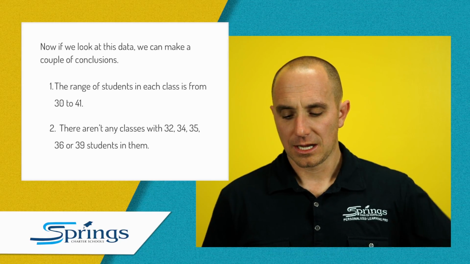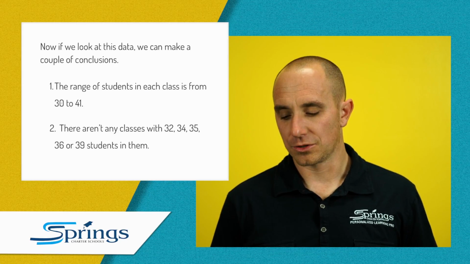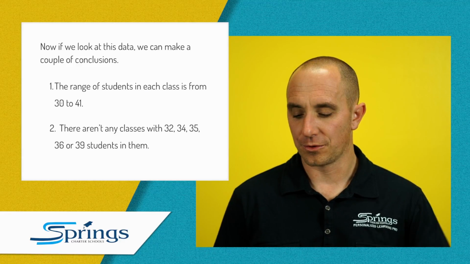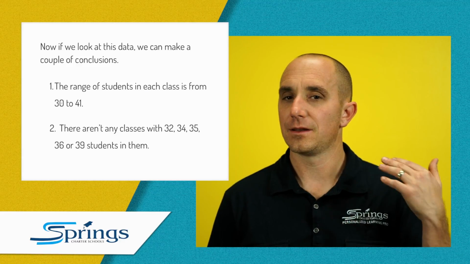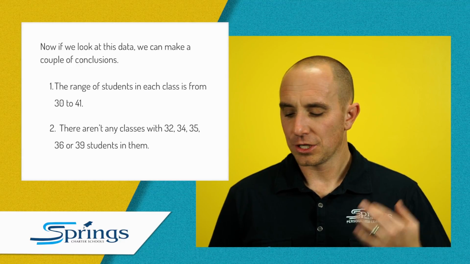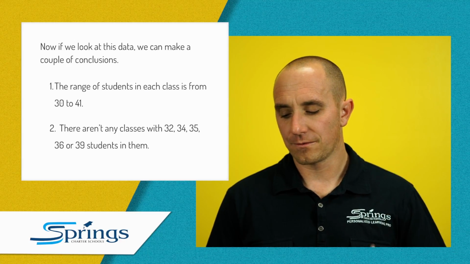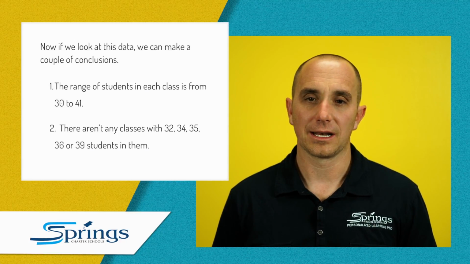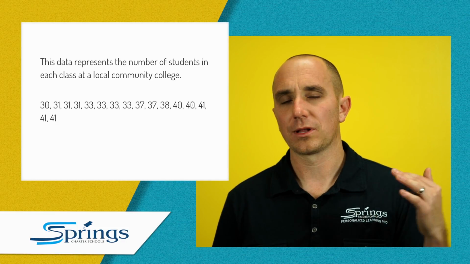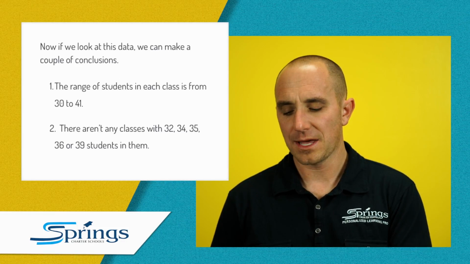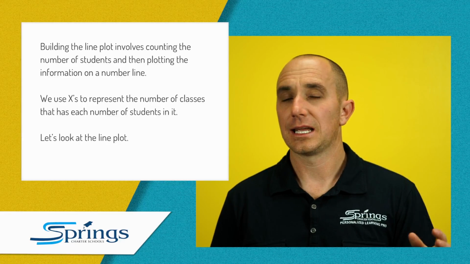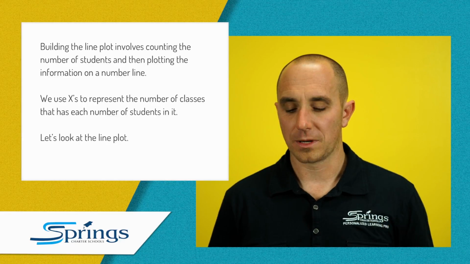Now, if we look at the data, we can make a couple conclusions. Like I said, we have a range from 30 to 41, and if you dig deeper, you don't have any classes of 32, 34, 35, 36, or 39. And if I slide back and we just look at that range, it's not the easiest to pull out the numbers that are not there. So keep that in mind as we look at the actual data on a line plot in a moment.